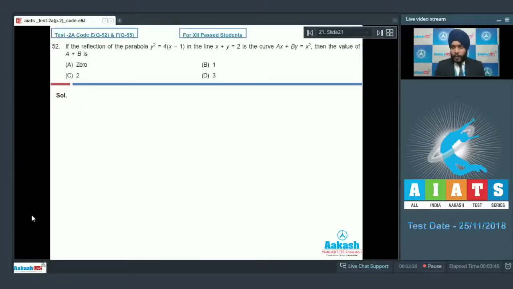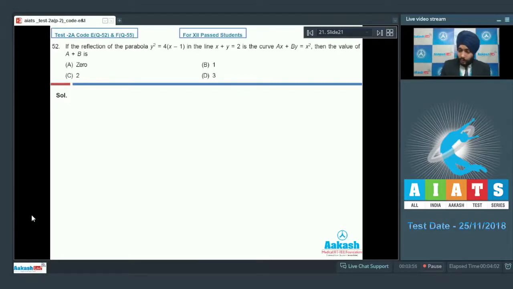So moving on to the next section, which contains single correct type questions. Only one option is correct. Question number 52 says that if the reflection of the parabola y square equal to 4 into x minus 1 in the line x plus y equals 2 is the curve ax plus by equals x square, then what is the value of a plus b?